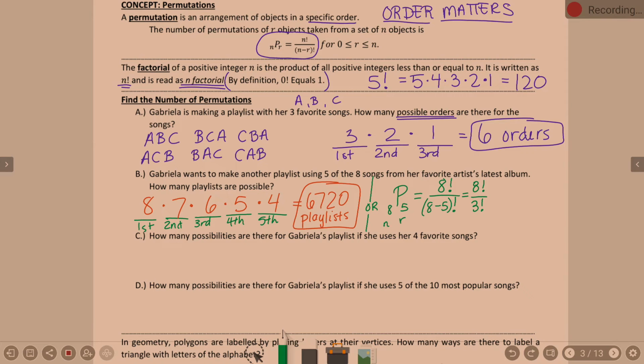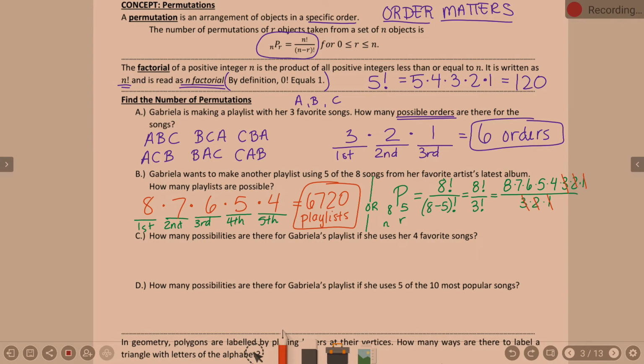Now, a fun little thing. Yes, you can start multiplying these out on your calculator, but there's also some canceling that can happen here. So what does 8 factorial mean again? 8 times 7 times 6 times 5 times 4 times 3 times 2 times 1. What does 3 factorial mean? 3 times 2 times 1. What do you notice on top and bottom? 3, 2, 1 cancel. 3, 2, 1, 3, 2, 1. They can cancel top and bottom.